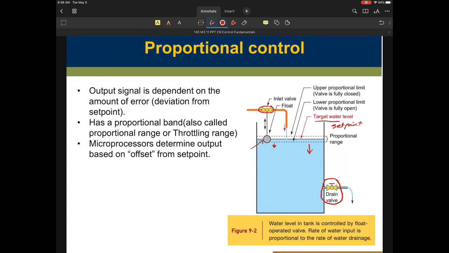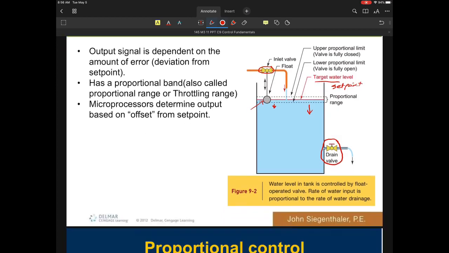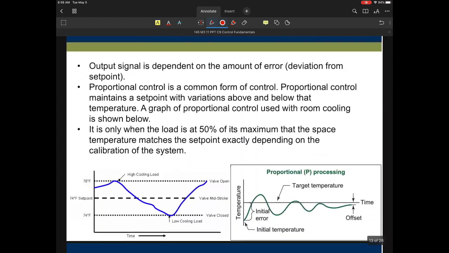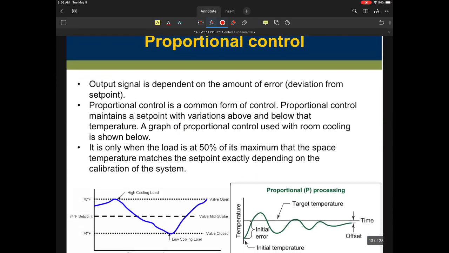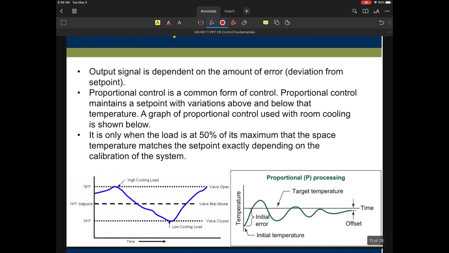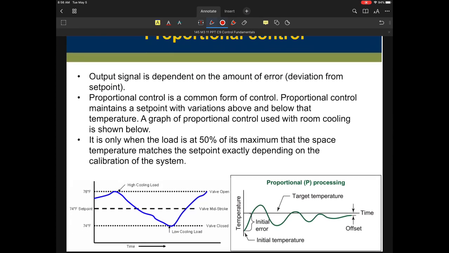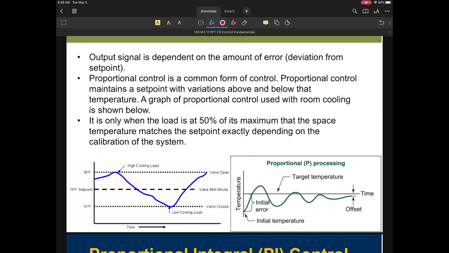So that is a very common type of system or control system. That was the basis of all modulating and what I'm going to call analog type controls. So it has to have some sort of a proportional band or a throttling range of some sort.